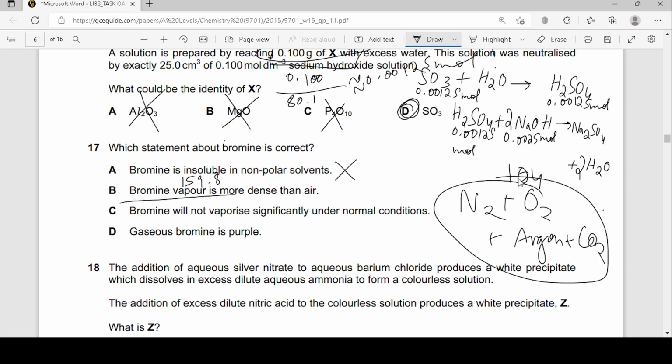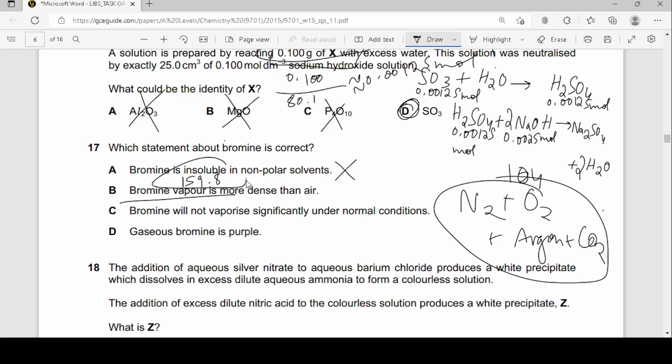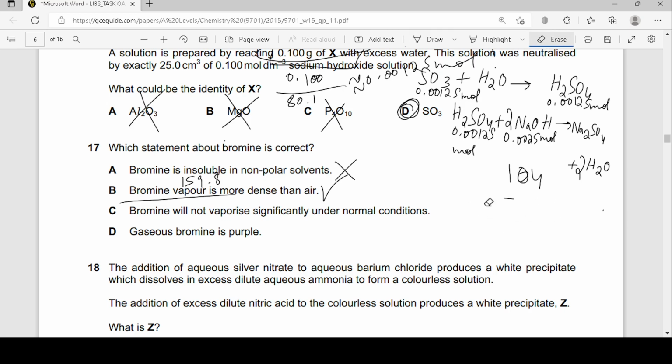So that is 104, and the small MRs of argon and stuff like that, so that's 104, which is obviously less than 159.8. And I feel like, yes, it's quite true that bromine vapor is more dense than air. I believe that you should know that by now, as chemistry intuition. Okay, and so yeah, I feel like B is the correct option, but let's check the other choices.